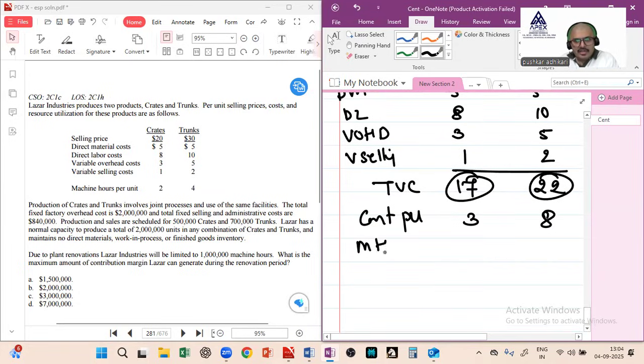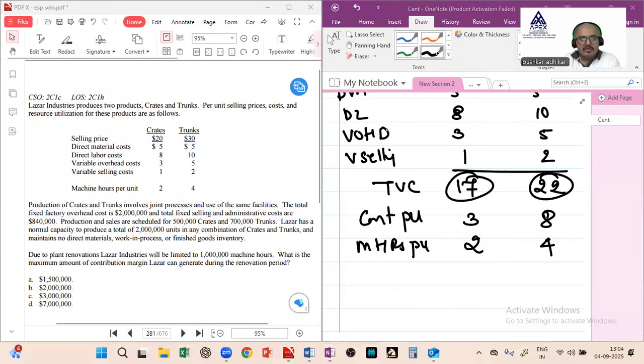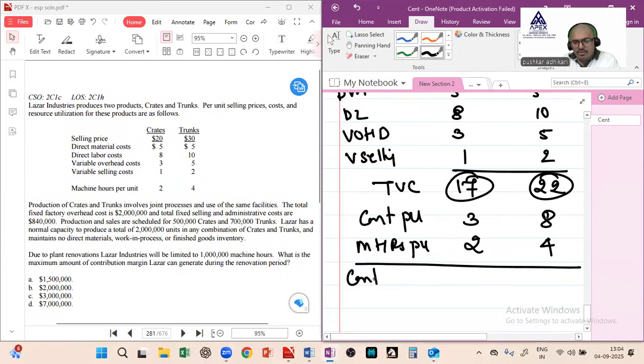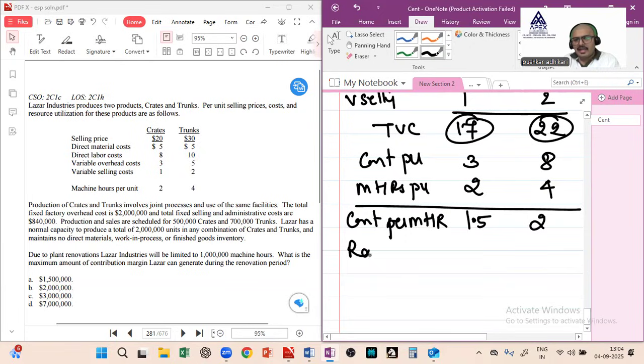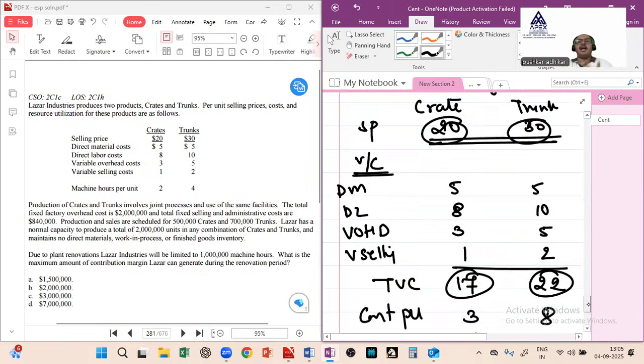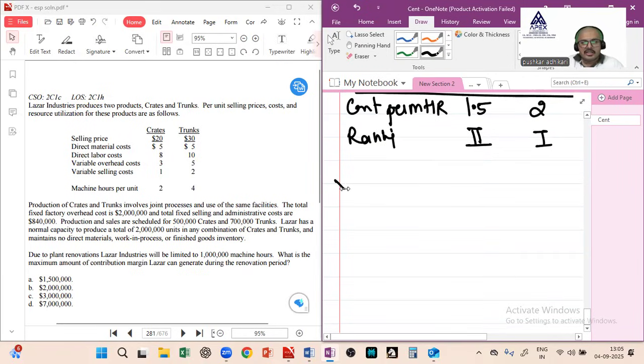Now what are my machine hours per unit? 2 hours per unit and 4 hours per unit. I hope everybody understands. Agreed or disagreed? Please tell me that. Yes. Now, what is my contribution per machine hour? It is 1.5 per hour and it is 2 per hour. So, obviously, I give a ranking, I give a preference. This gets the second rank and this gets the first rank because it gives me a higher contribution. Please try to understand this statement.